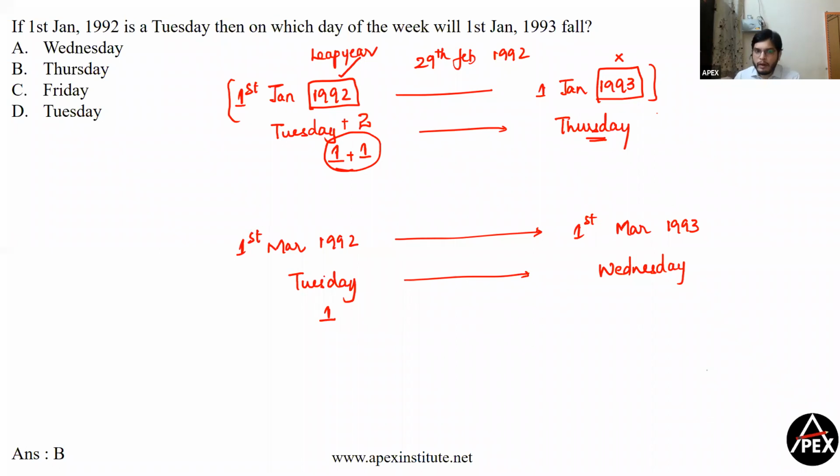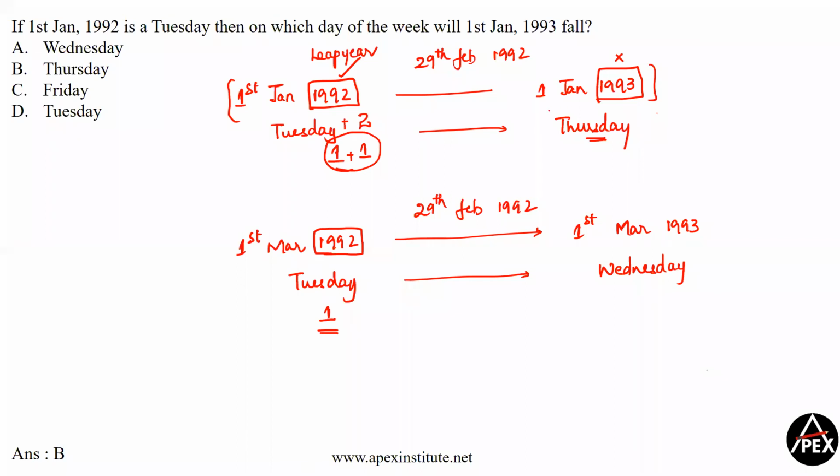Okay, so in one complete year, we have one odd day for sure. Now, 1992 is a leap year. Now, do we have 29th February 1992 here between this time range? Please do speak. No, sir. No. So since 29th February is not there, we do not have this extra odd day. So the answer will be Tuesday plus 1, Wednesday.